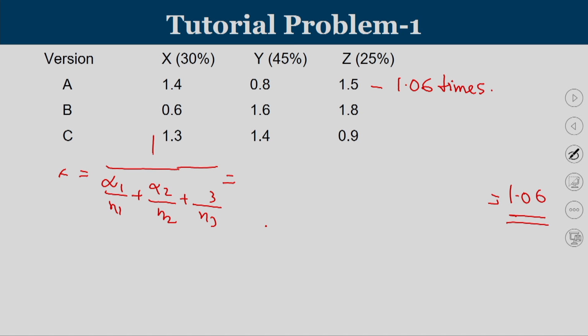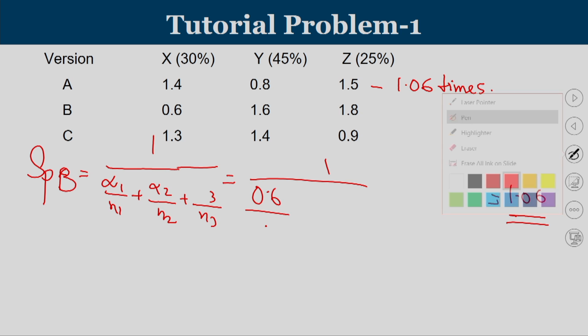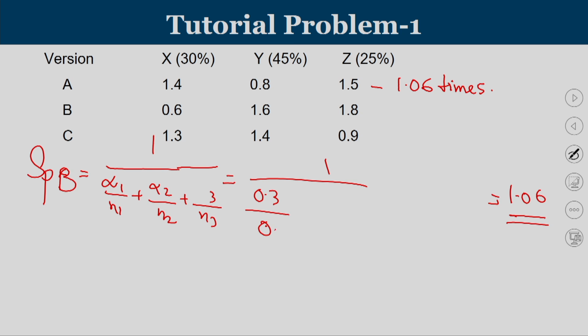Now, we will try to work upon version B. The speed up that you are going to get for version B is 1 divided by 0.6, that is alpha 1. So, it is going to be 30%. So, 30% divided by 0.6. 0.3 divided by 0.6. So, 0.3 comes from the 30% factor, divided by N1 is 0.6.